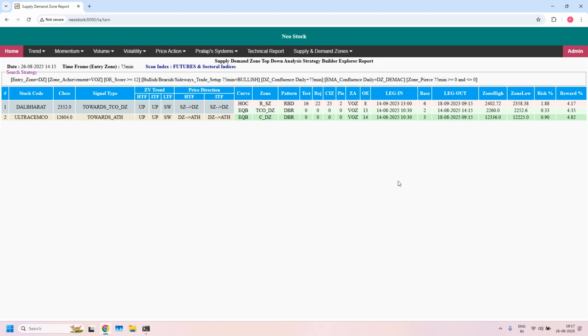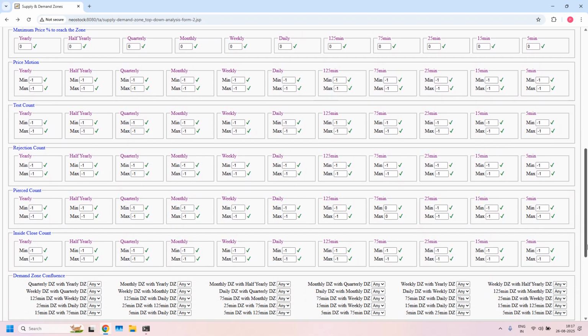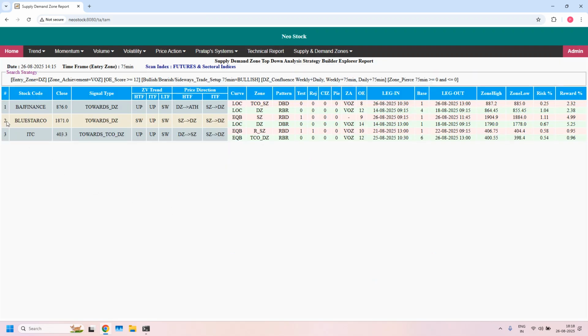Okay, next LTF, ITF, HTF demand zone confluence. Removing the EMA filter. In the demand zone confluence, I have to set 3 filters. The first one is already enabled. Next 75 and weekly, then daily and weekly demand zone confluence. By setting all the 3 filters, we got 3 stocks. In these 3 stocks, 75 minutes demand zones overlapped with the daily demand zone. Both together again overlapped with the weekly demand zone. And the weekly trend is up in only 2 stocks. Let's verify those 2 stocks.